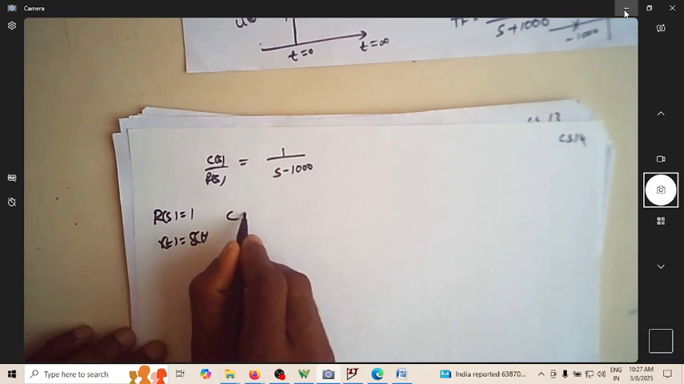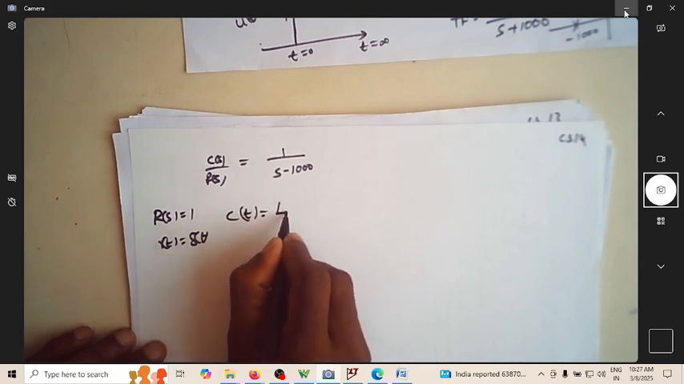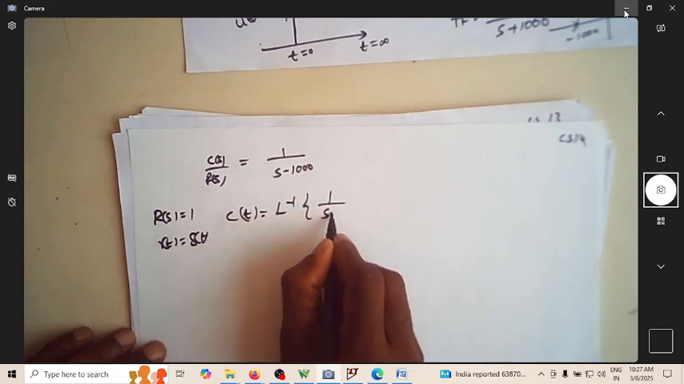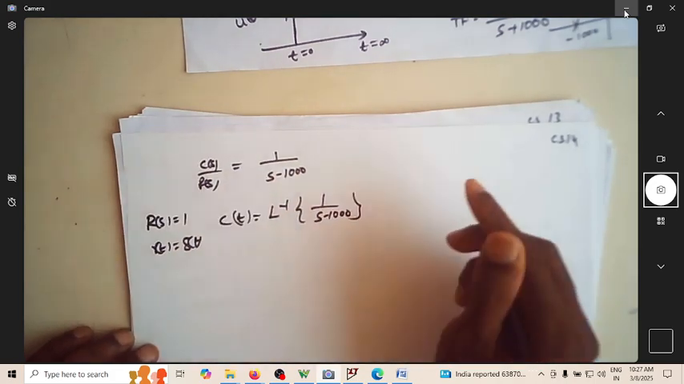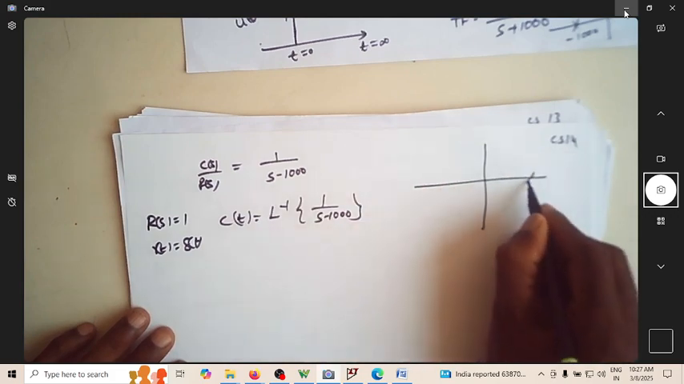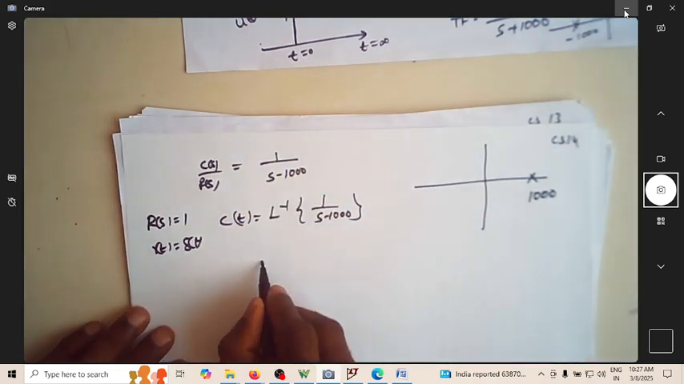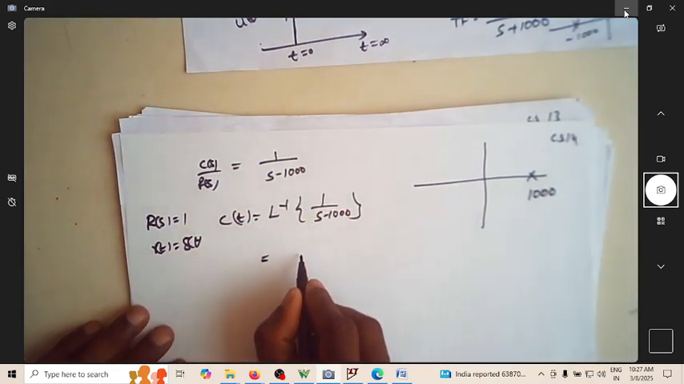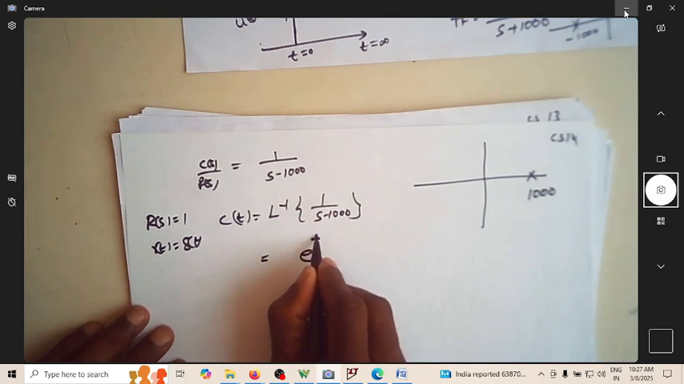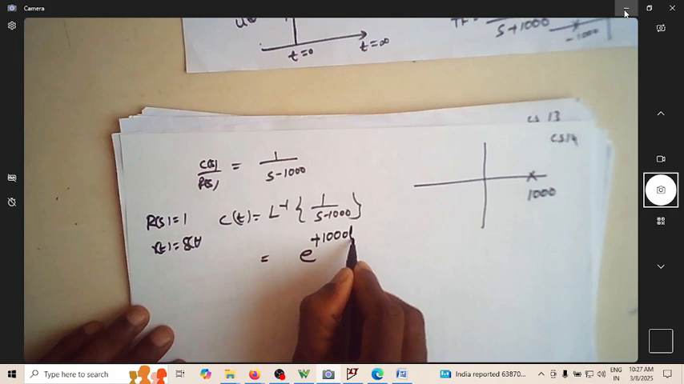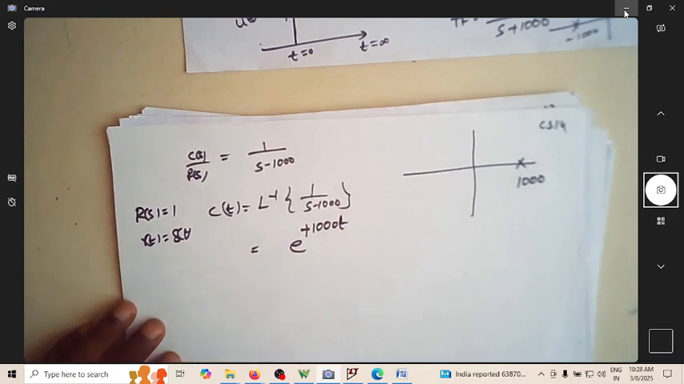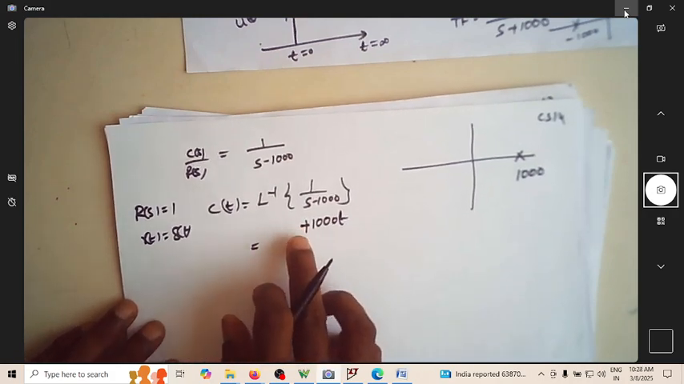So what is c(t) now? It is Laplace inverse of 1 over s minus 1000. So what is s minus 1000? It is an indication of a pole towards the right hand side. What is Laplace inverse of this? Is it not e power minus 1000t? No, plus 1000t. This is not e power minus at.